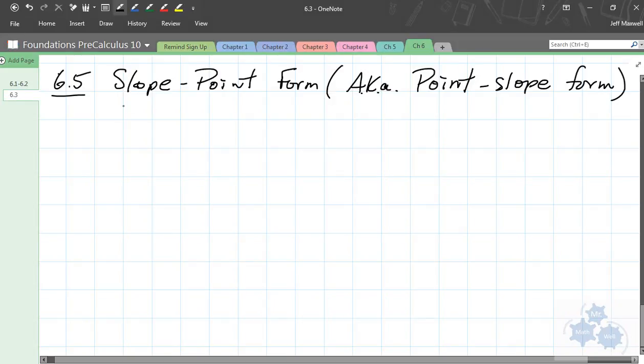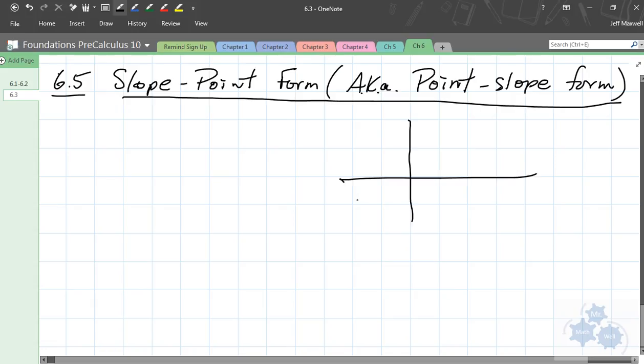So 6.5, Foundations of Math, Pre-Calculus 10, 6.5, is the slope point form, also known as point slope. So, what do we know so far? So far, you guys should know that a line that's typically graphed like this, let's just draw one here.